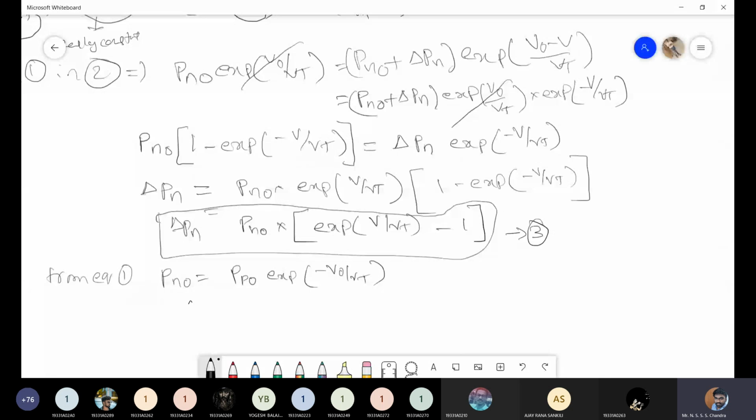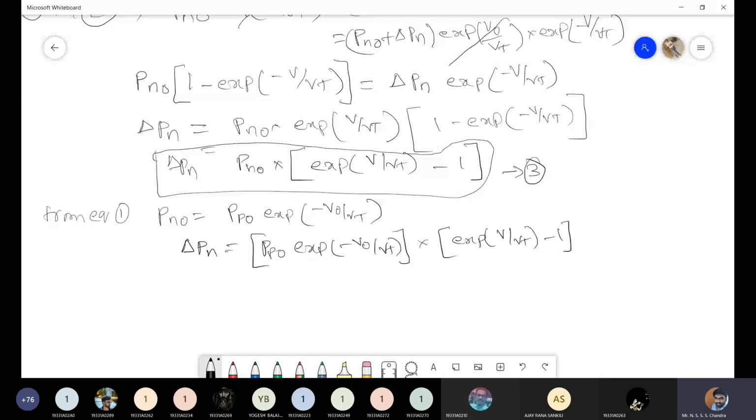And if I replace this, I'm getting delta Pn is equal to Pp naught into exponential of minus V naught by Vt into exponential of V by Vt minus 1. Okay, if you check this equation, if you leave this term in the first expression, you have Pp naught. Pp naught is the number of holes on the p side, which is the majority charge carriers, which I told will remain nearly constant.